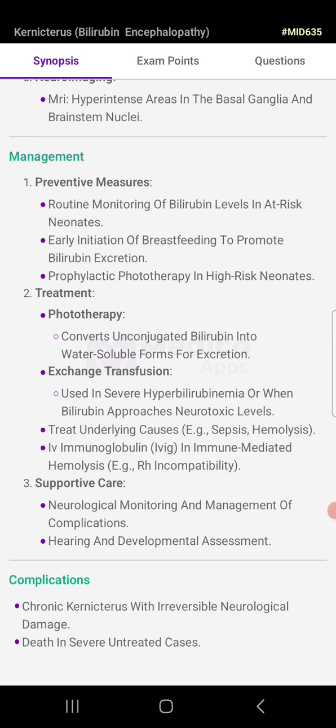Supportive care, neurological monitoring and management of complications, hearing and developmental delay. Complications include chronic Kernicterus with irreversible neurological damage, and death in severe untreated cases.